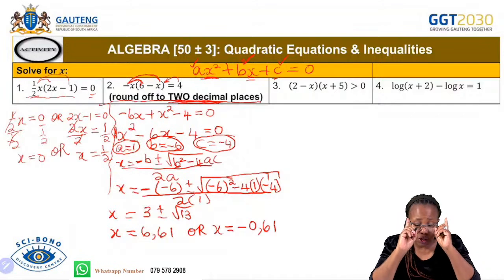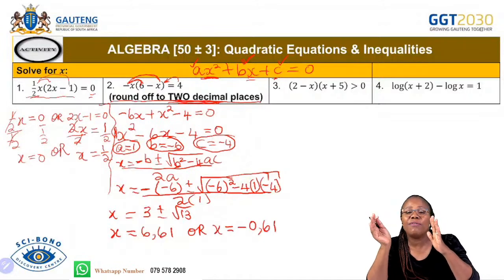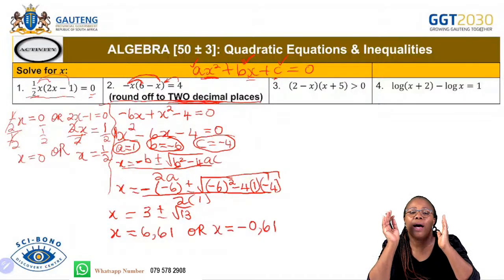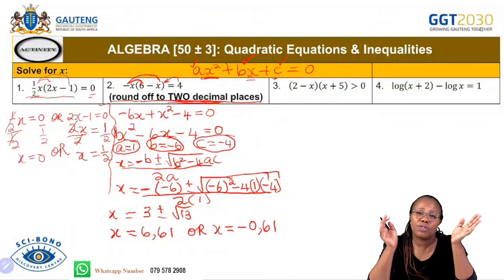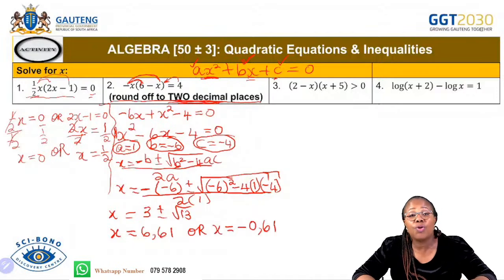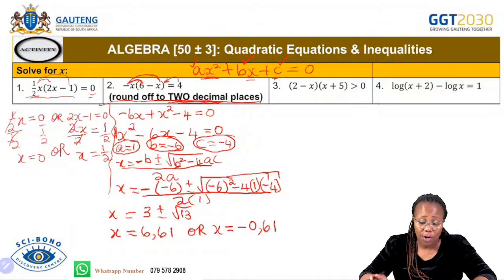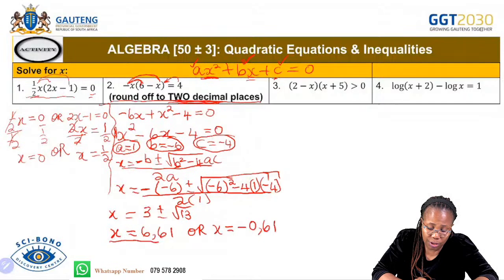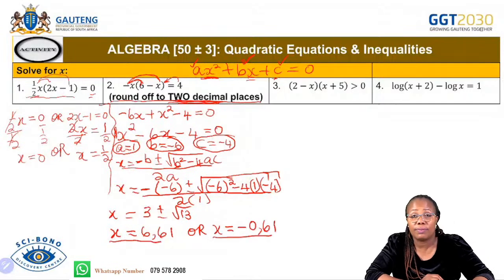Check your rounding off. It must be correct. It must be 2 decimal places. Remember the third term, if it is a 5 upwards, you add 1 to the previous one. If it is less than 5, meaning 4, 3, 2, 1, 0, you don't add anything, grade 12. So that is the correct solution for this particular question.